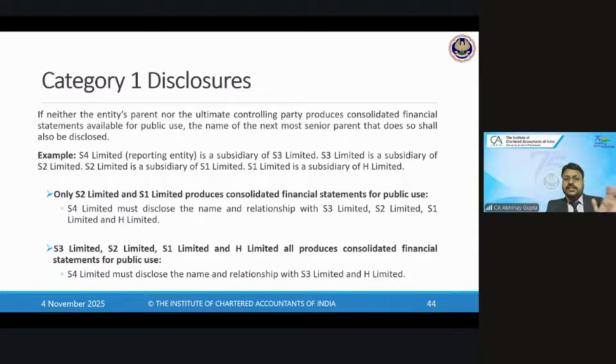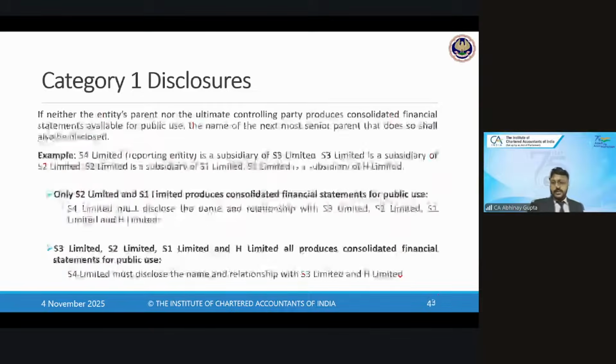Then what else is required in category 1? If neither the entity's parent nor the ultimate controlling party produces the CFS available for public use, the name of the next most senior person that does so shall also be disclosed. So within the same example, within the same structure, this is the structure.